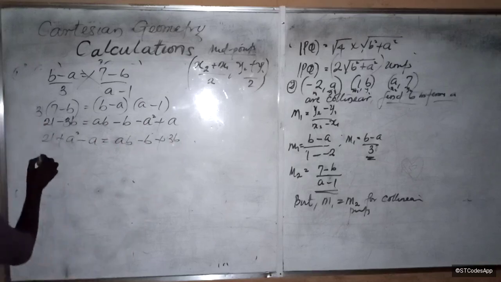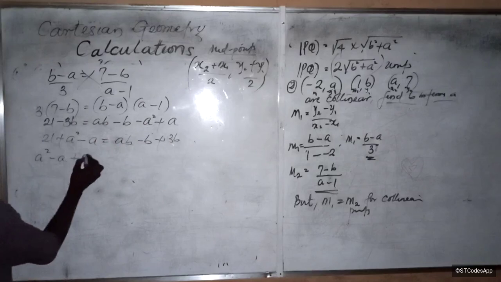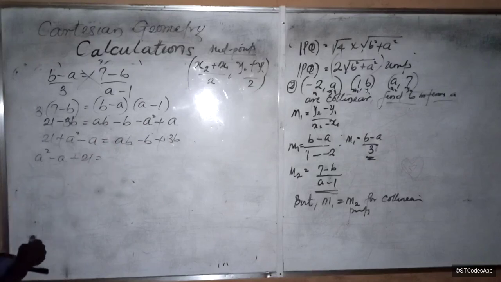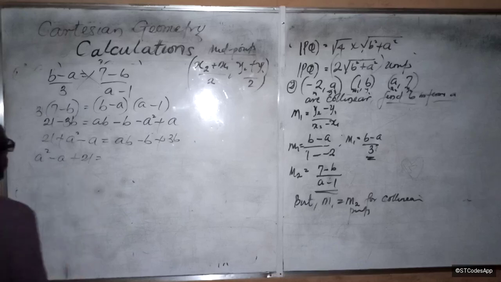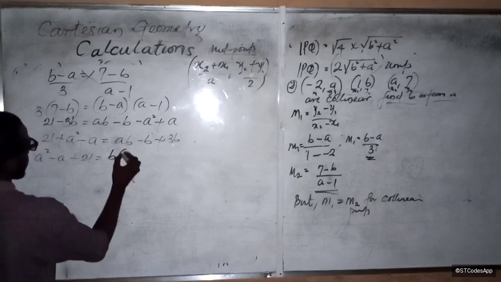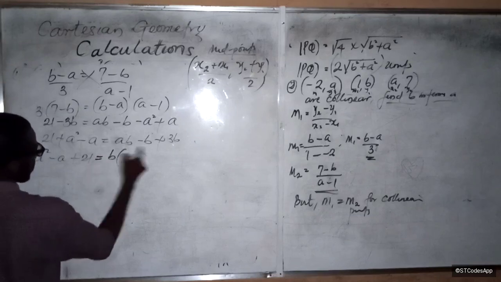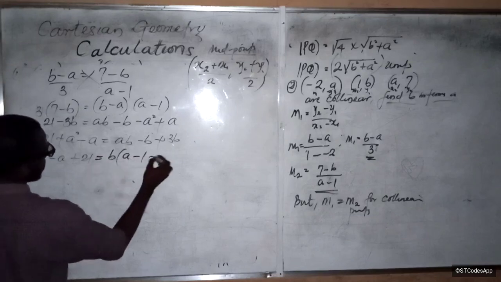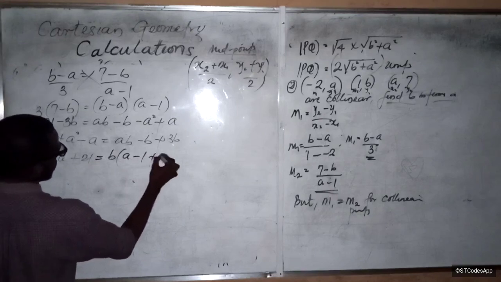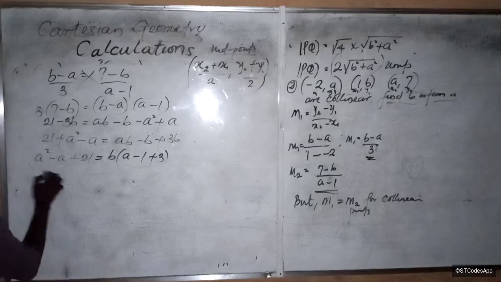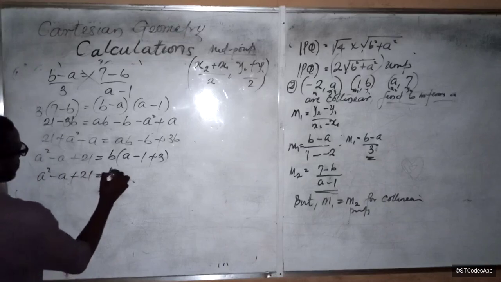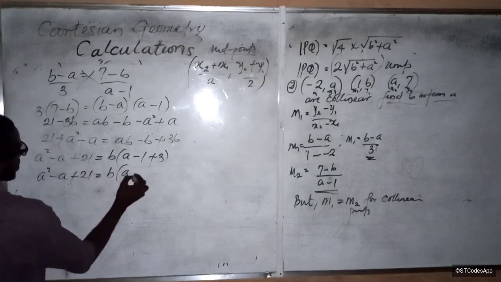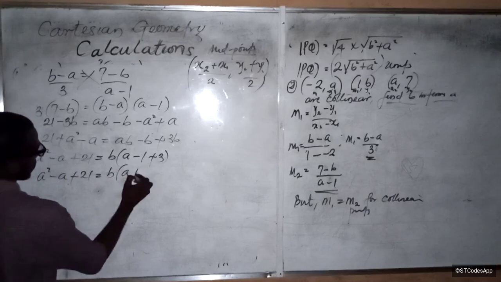So with this, we can have a squared minus a plus 21 is equal to, I'm writing it in quadratic form, so that we have this. We'll collect b into brackets. b is common between all of these: a minus 1 plus 3, isn't it? So here we're going to have a squared minus a plus 21 is equal to b into brackets a plus 2.